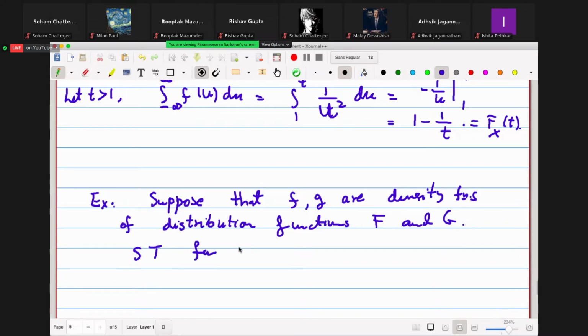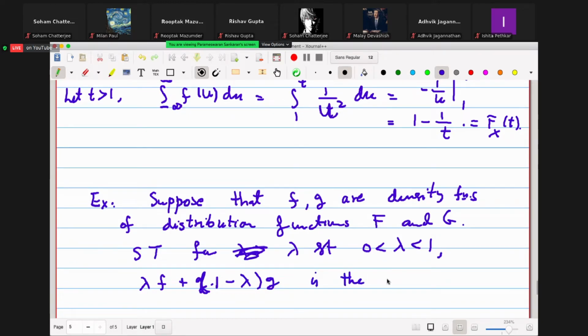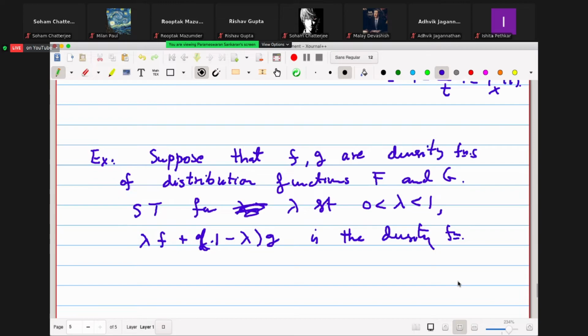For any lambda such that 0 less than lambda less than 1, lambda times f plus (1 minus lambda) times g is the density function of a random variable. Density function of a random variable.